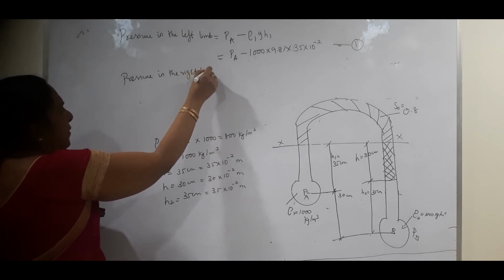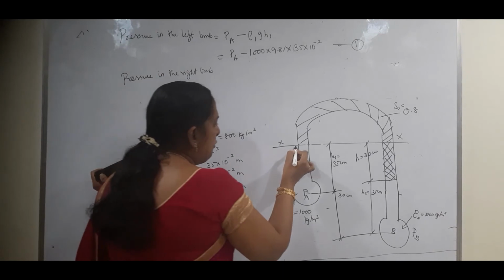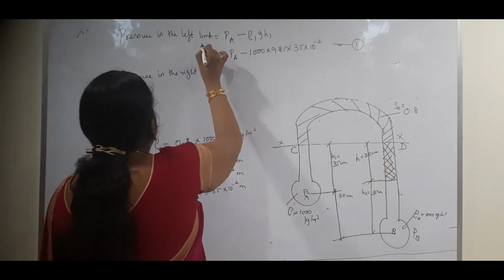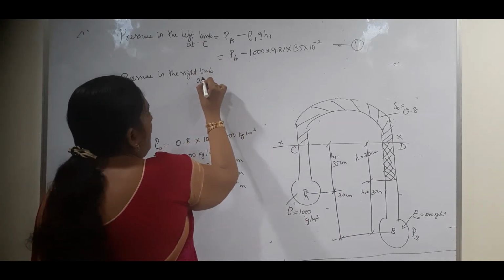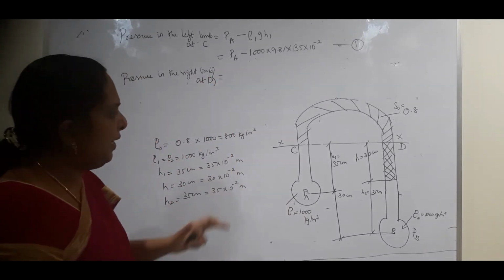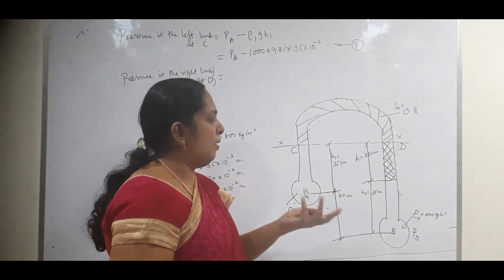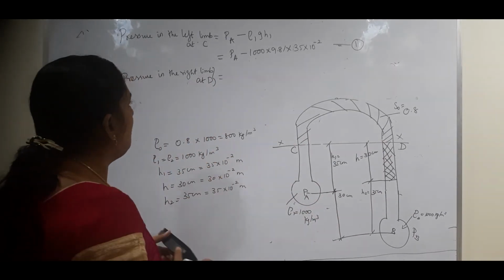What is the pressure in the left limb and what is the pressure in the right limb? That is a datum line. Let this be C and this be D for your reference. So the pressure in the left limb at C and the pressure in the right limb at D. We should know that at the datum line the pressure is horizontal, so it will be equal. Other than that, at any other point it will not be equal.